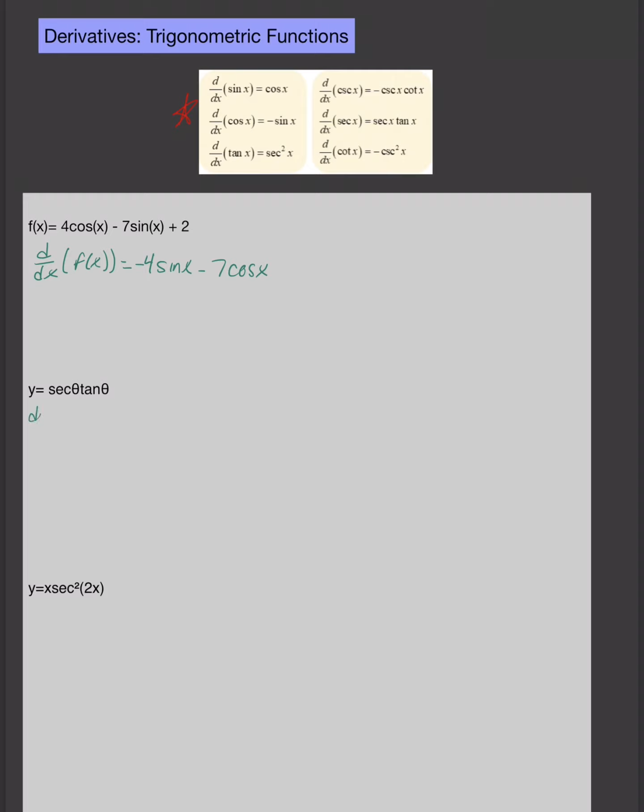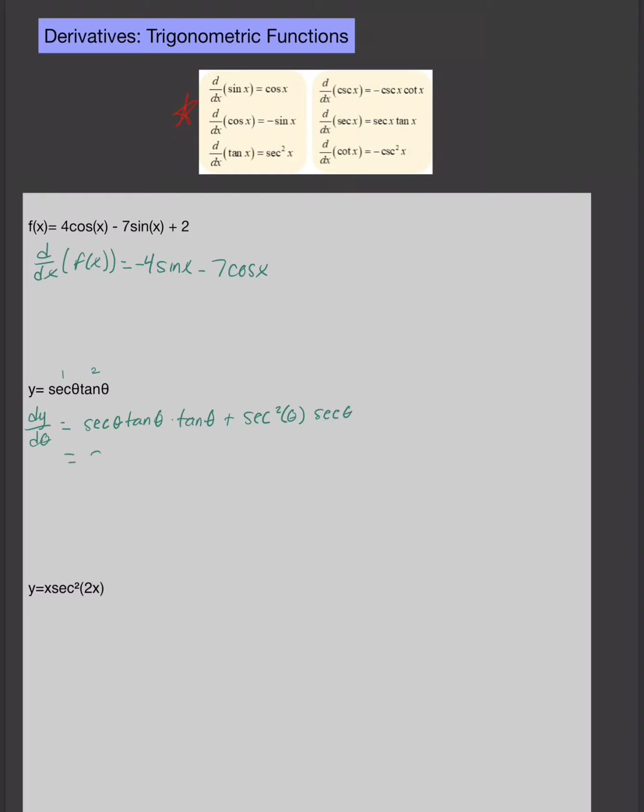Now, on to our next example. So dy d theta, the derivative. Looks like we're going to have to use the product rule on this one. So this is our first term, and this is our second term. We take the derivative of our first term. The derivative of secant of theta would be secant theta tangent theta times tangent theta, which is our second term, plus, now we take the derivative of our second term and multiply it by our first term. So the derivative of tangent of theta is secant squared theta times secant theta.